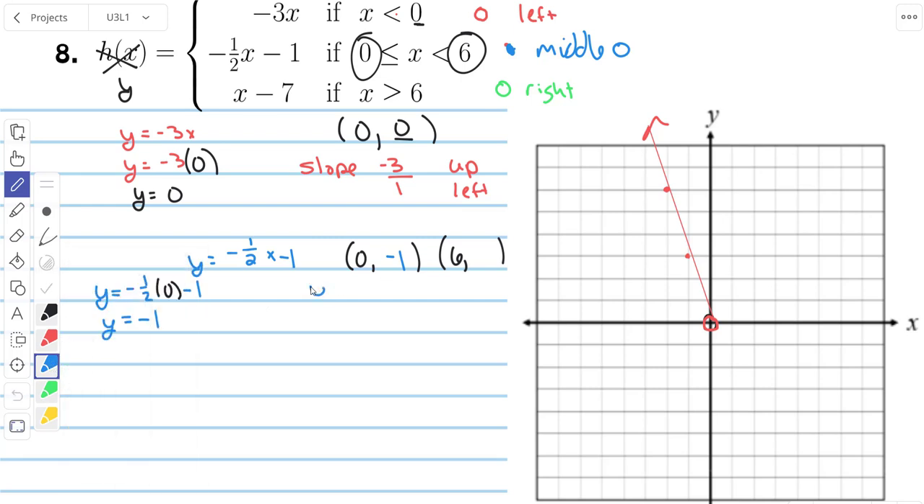And so let's do the other one. Y equals -1/2 of my 6 minus 1. So y is equal to -3 minus 1, which is equal to -4. So at 0, I'm at -1, and that one had a closed dot. And then I go to +6, and I'm at -4. And this time I have an open dot, and I'm going to connect those two with a line.